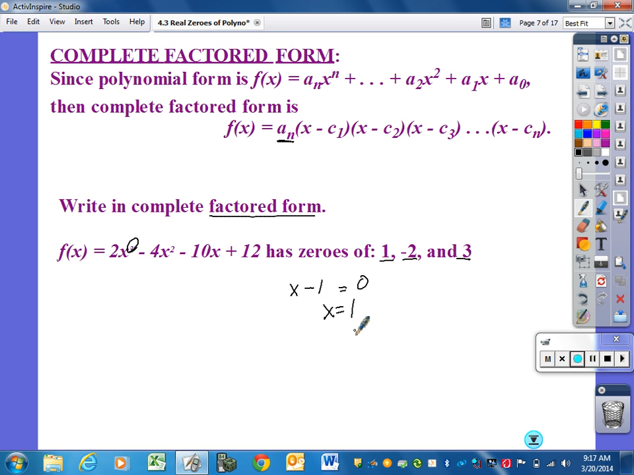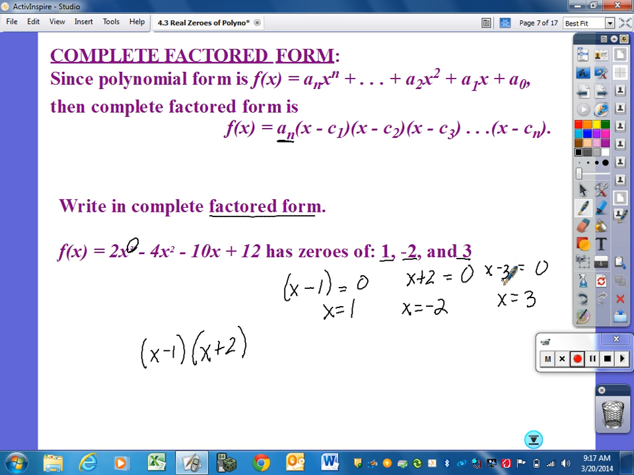So my factor would have been x minus 1. If my root was negative 2, what would I have to do to go back to 0? Add 2. So my factor would have been x plus 2. If my root was 3, what would I have to do to go back to 0? Subtract 3. So my factor is x minus 3.